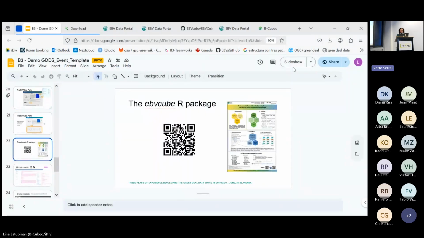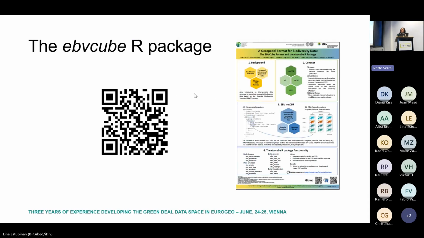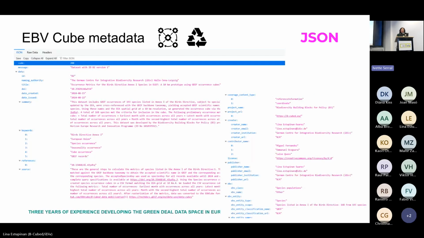I don't want to take that much time, but we have an R package for creating this NetCDF with the hierarchical structure using the JSON that you just created on the website. There is a poster on this topic. They're in the corner there, so you can visit that poster for more information. And this is the JSON, where you can look at the information that is available when you have your metadata open.